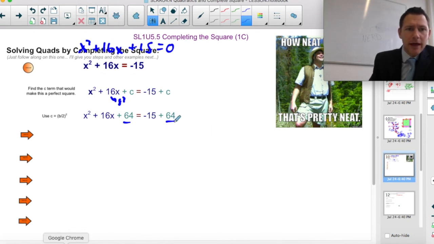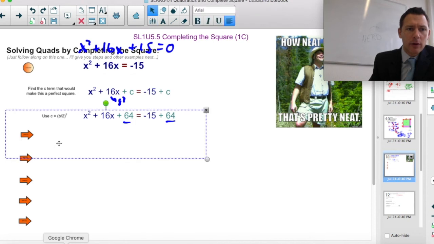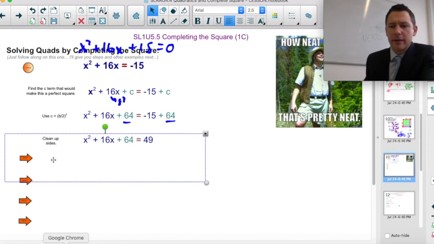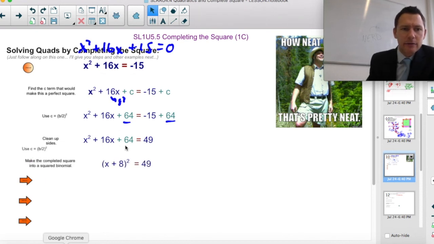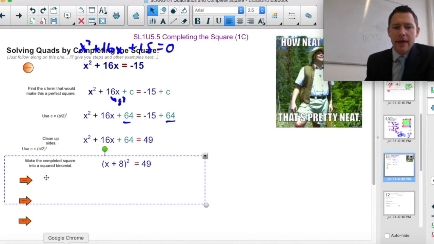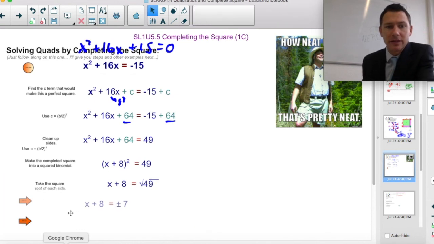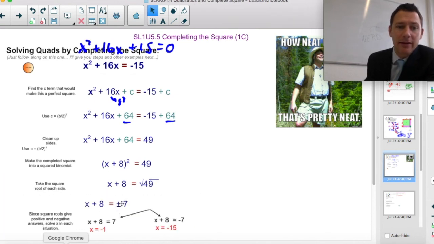And when you do that, that's really great. We did all that work, so this side becomes 49. This side factors into x plus 8 squared, plus 49. And what's nice about this is you can take the square root, and the square root of 49 is something nice. You can solve things a little bit nicer by completing the square. That's one of the reasons that we complete the square.